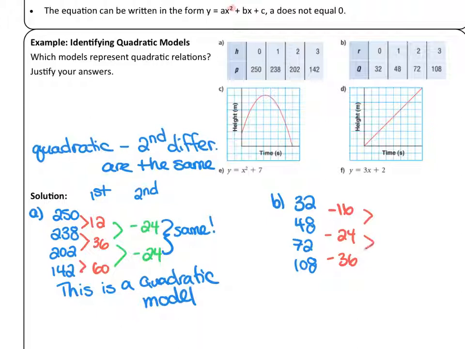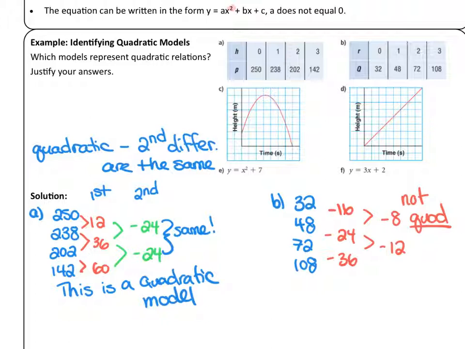Let's check out the second differences. The difference between 16 and 24 is 8. And the difference between 36 and 24 is 12. So they're not the same either. So I can say for this one, it's not quadratic. So that's part B. The second differences were not the same, not quadratic.